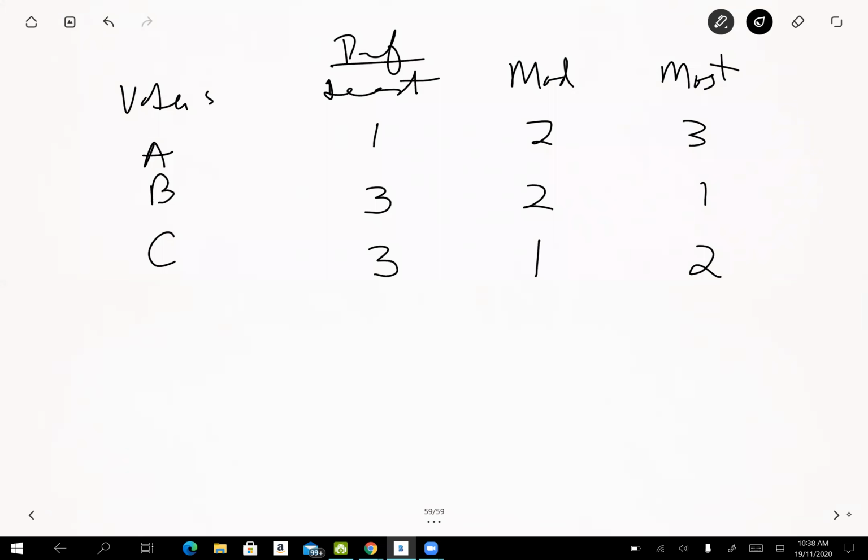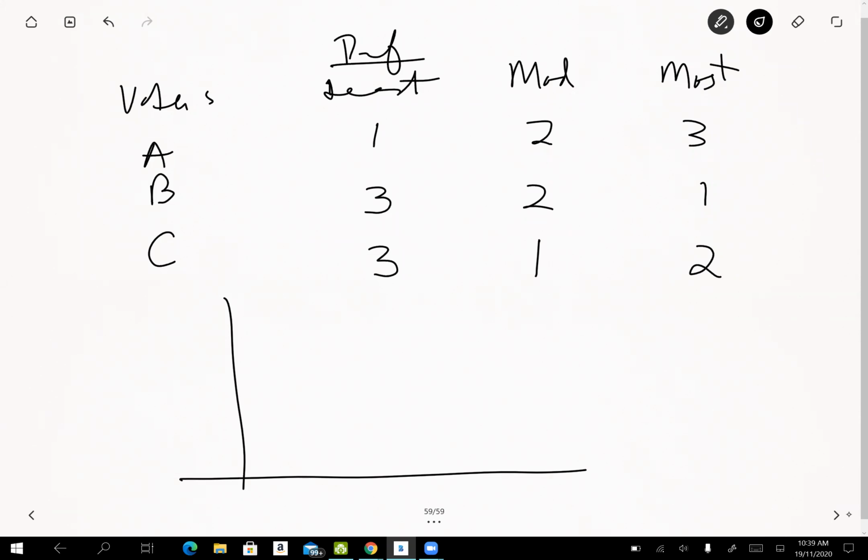Okay, let's try. So we will draw their preference. You have the quantity here, and this is the preference. You have the least preferred, moderately preferred, most preferred. And then you have the quantities 1, 2, 3.